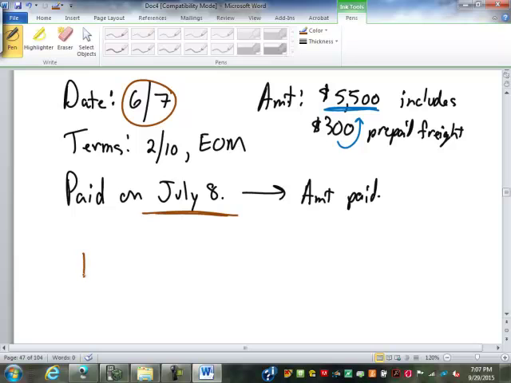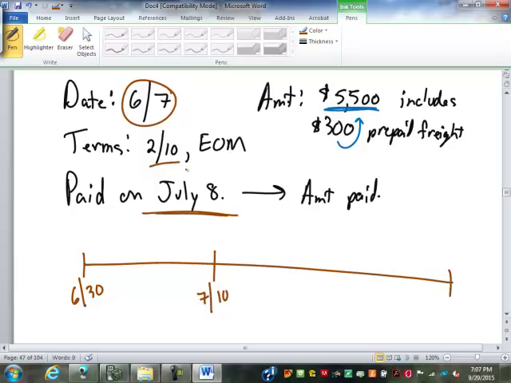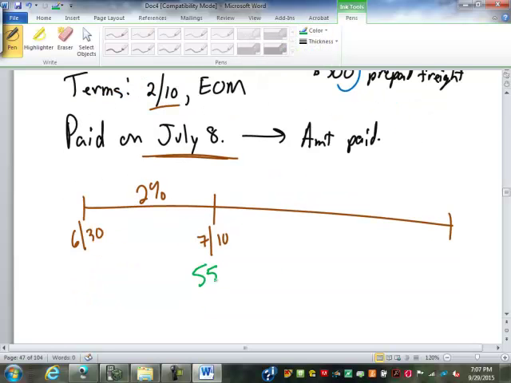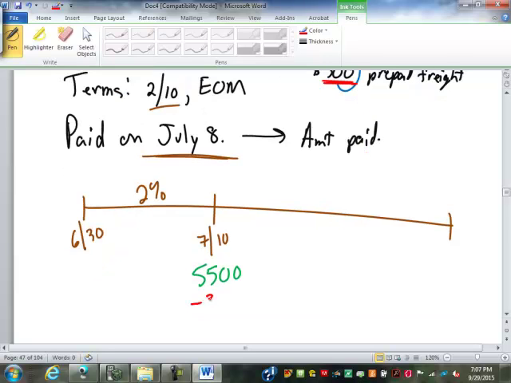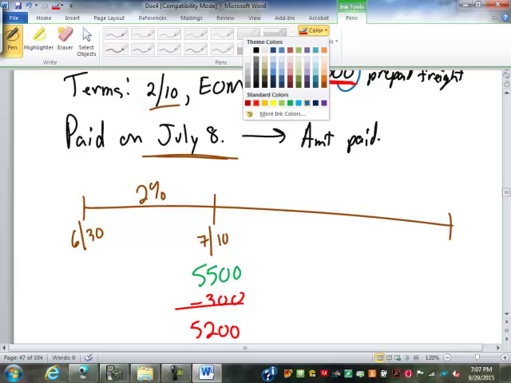Well, if it was June 6th, that means the effective date is going to be the last day of June, which is June 30th. So July 10th is the end of the discount period. So they do get a 2% discount. So that's part settled. Do we take 5,500 times 0.98? Say no. Why not? Because there's $300 worth of freight included in that 5,500. We have to take out the $300 worth of freight first. So the 5,200 of merchandise is what gets the discount.